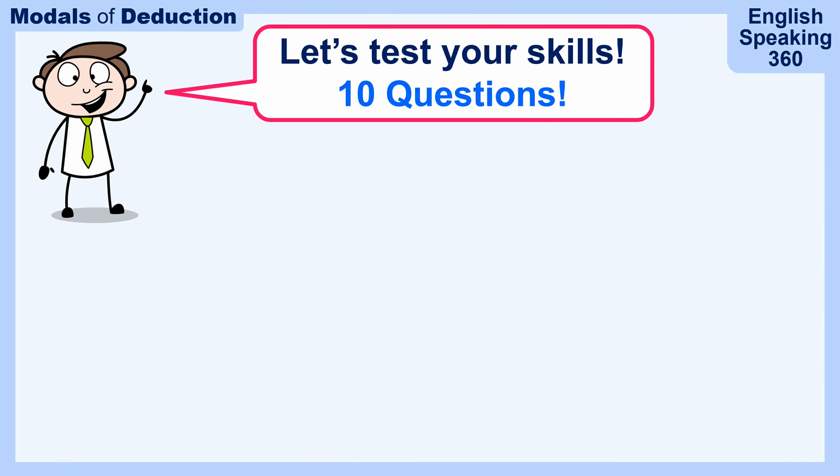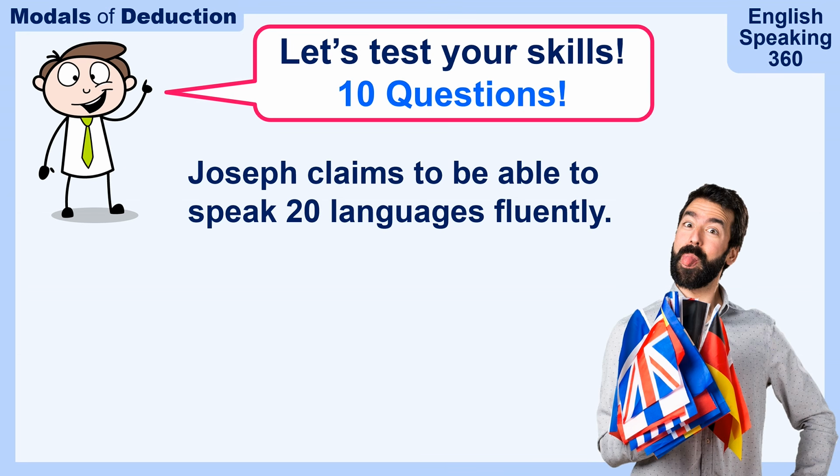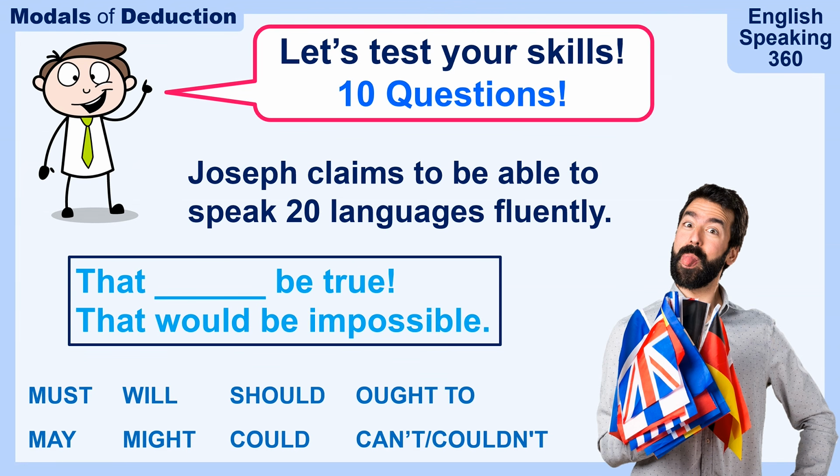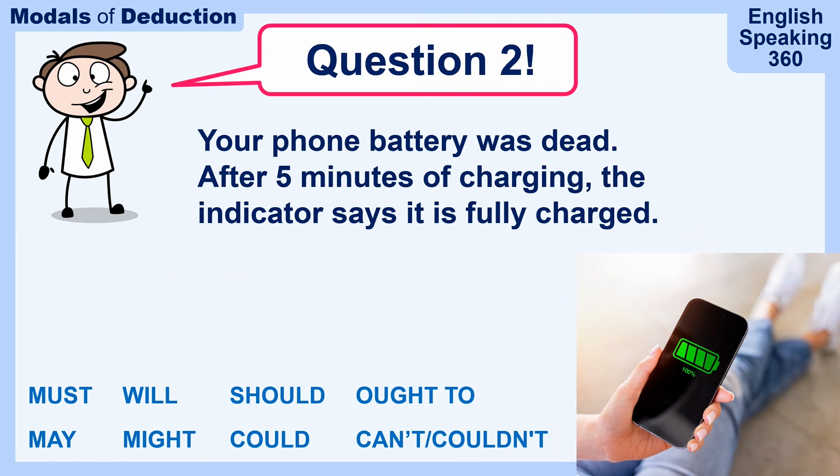10 questions. Let's go. Joseph claims to be able to speak 20 languages fluently. Yeah, right. So what would you say to that? That be true. That would be impossible. So let me give you a few options here at the bottom if you need them. You ready? That can't be true. That would be impossible. But you can also use couldn't. It also works. That couldn't be true. That would be impossible.